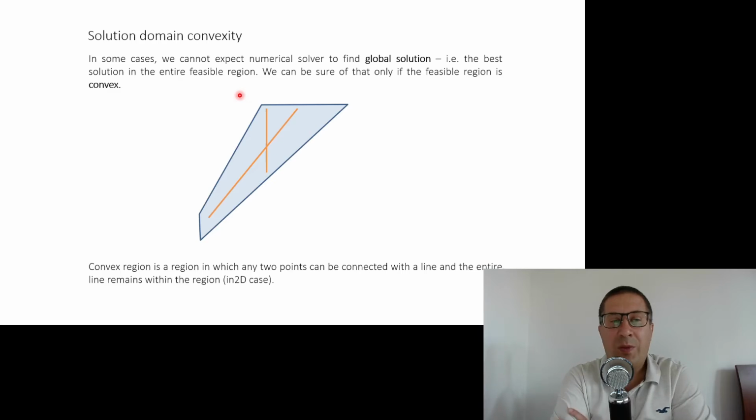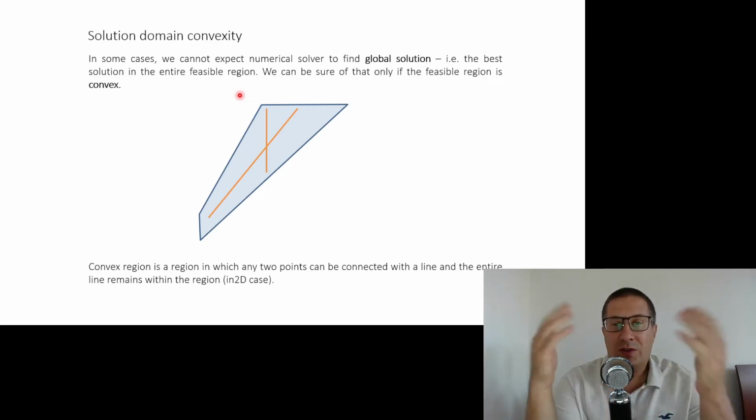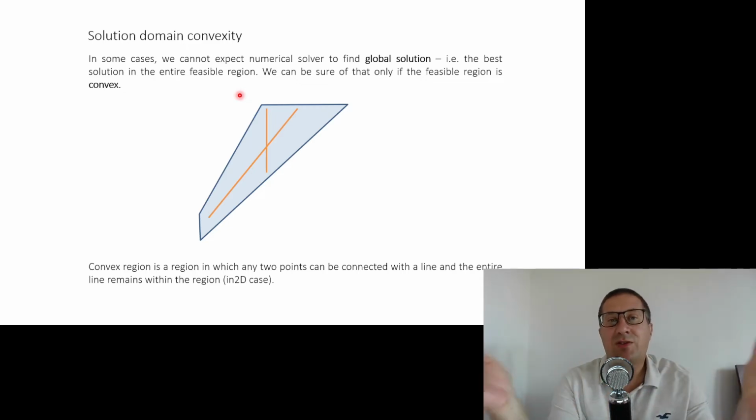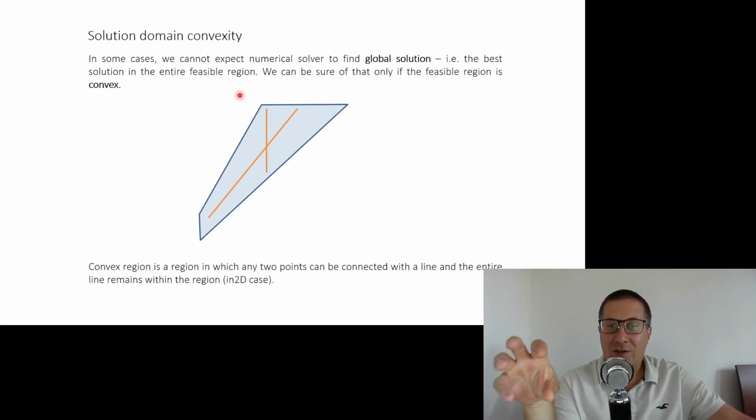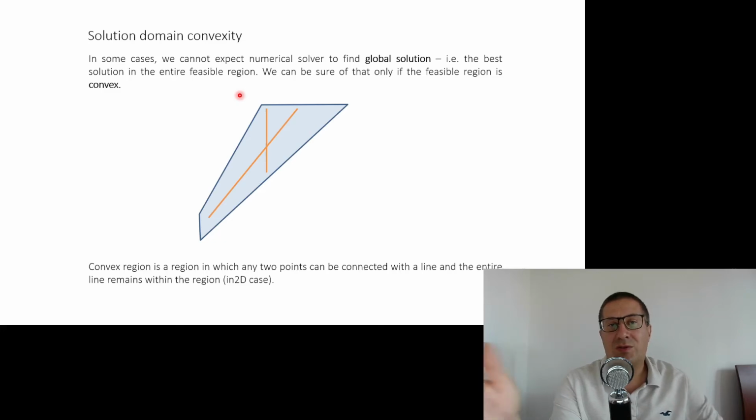So what does it mean? What is the solution domain convexity? In some cases, we cannot expect a numerical solver to find the global solution. So what is this global solution? The best solution in the entire feasible region. We can be sure of that only if the feasible region is convex. Otherwise, we can just say it's a local optimal solution, not the global one. But if this feasible region is convex, then the local solution is also the global solution, the best solution for the whole solution space.